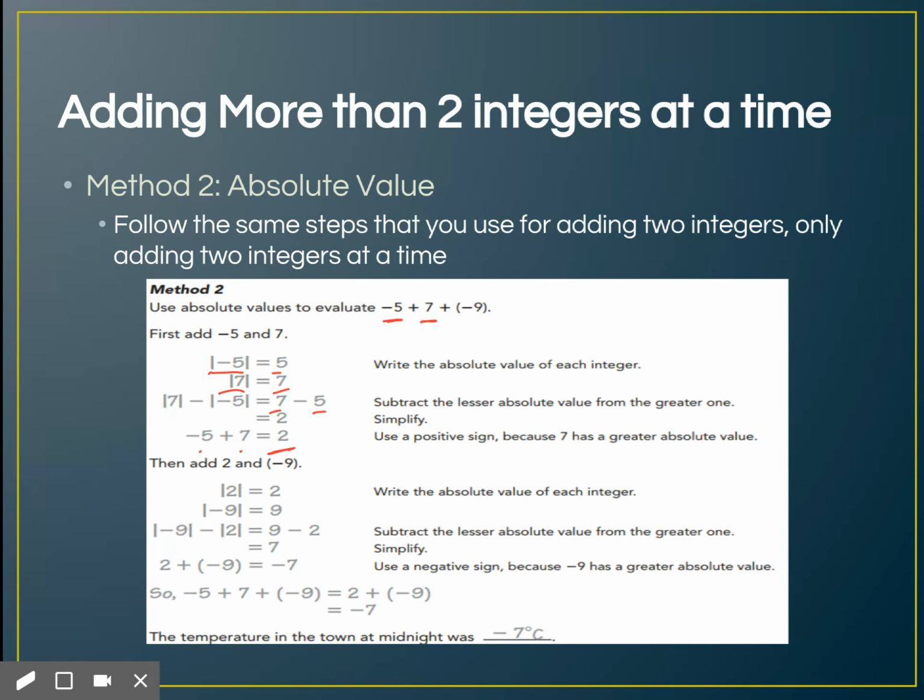So now we move on with that answer of 2 and incorporate the last number, negative 9. So again, we start over at step 1, finding absolute value. Absolute value of 2 is 2. Negative 9 is 9. Then step 2, we subtract. 9 minus 2 is, of course, 7. And lastly, we're going to assign the sign of the larger digit. So 9 is larger than 2. So because it's negative, your answer is a negative 7.